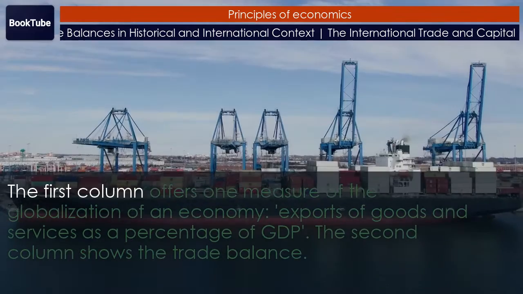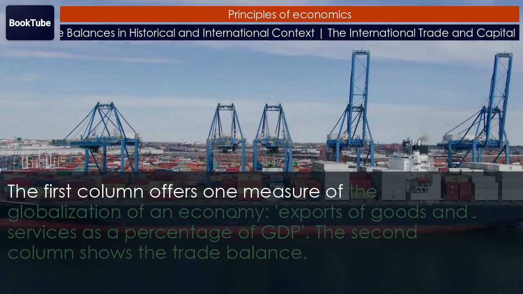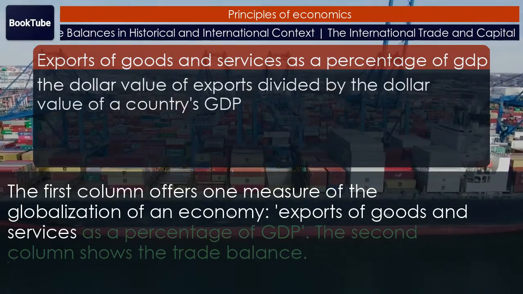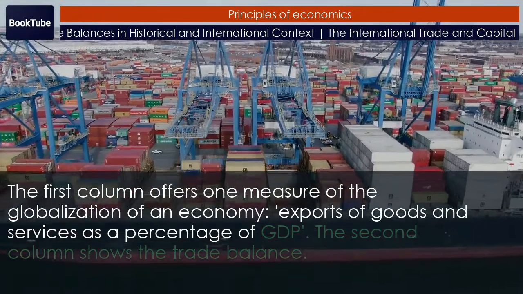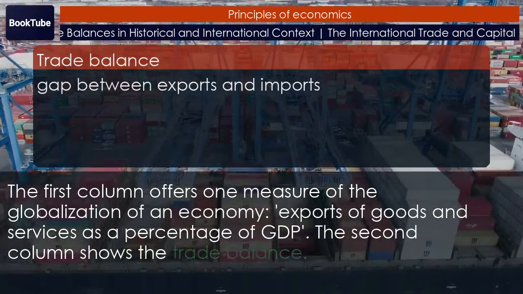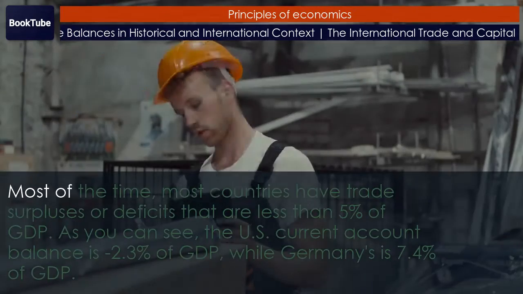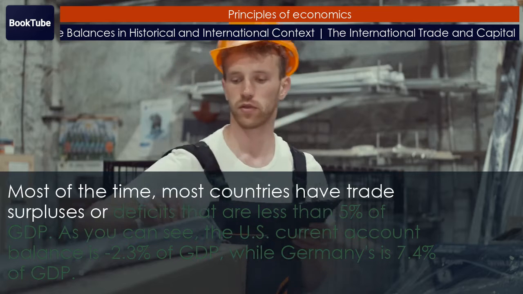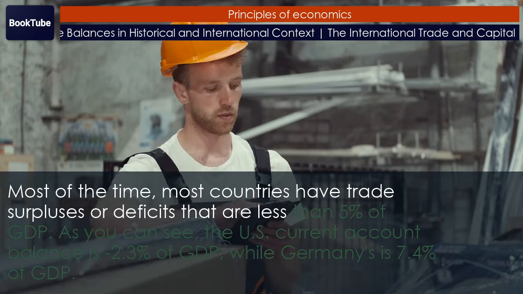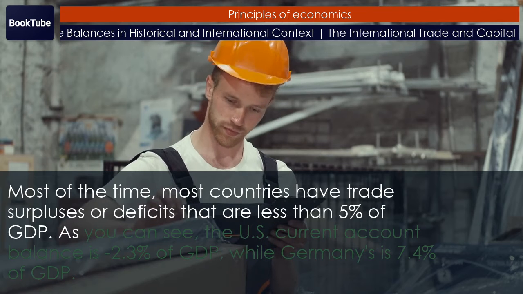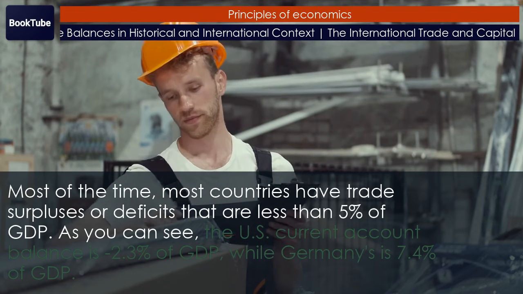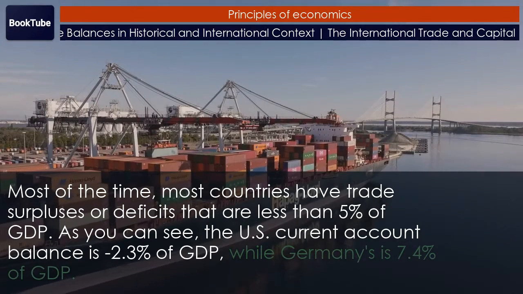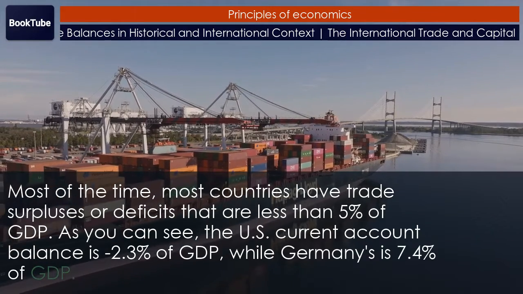The first column offers one measure of the globalization of an economy: exports of goods and services as a percentage of GDP. The second column shows the trade balance. Most of the time, most countries have trade surpluses or deficits that are less than 5% of GDP. As you can see, the U.S. current account balance is minus 2.3% of GDP, while Germany's is 7.4% of GDP.